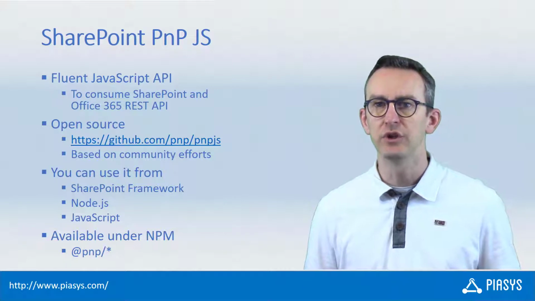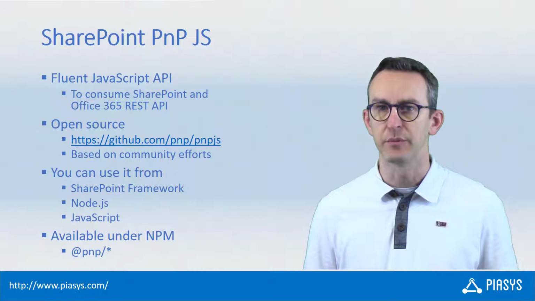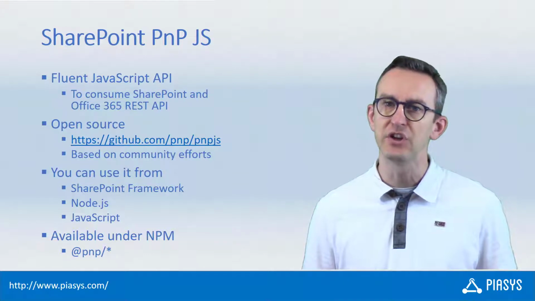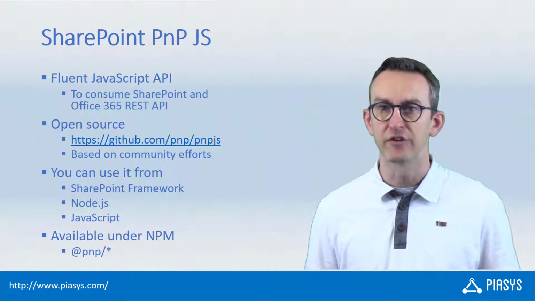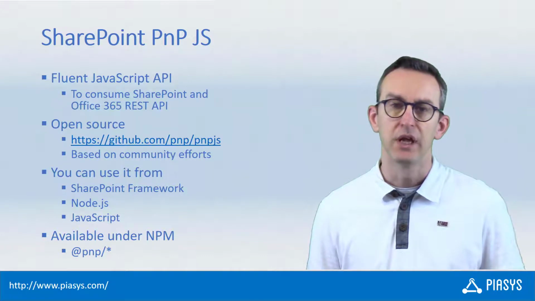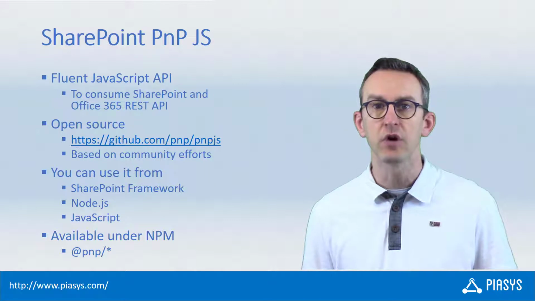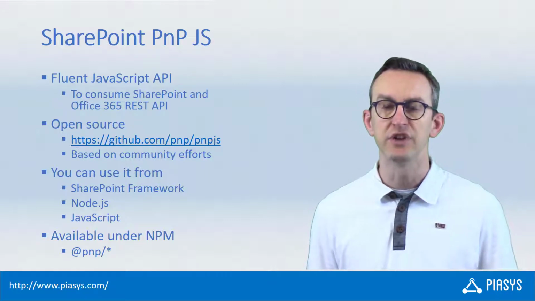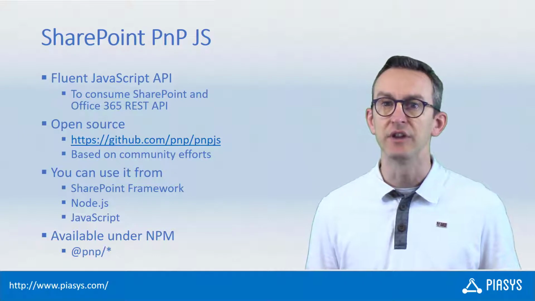This week I want to talk with you about how to consume SharePoint Online content from SharePoint Framework using the PnP JS library. The PnP JS library is a Fluent API for JavaScript based on an open source project that you can find on GitHub and which is based on community effort. You can use the PnP JS library in TypeScript within SharePoint Framework, or in JavaScript, or in Node.js, or more in general, wherever you have JavaScript libraries access.